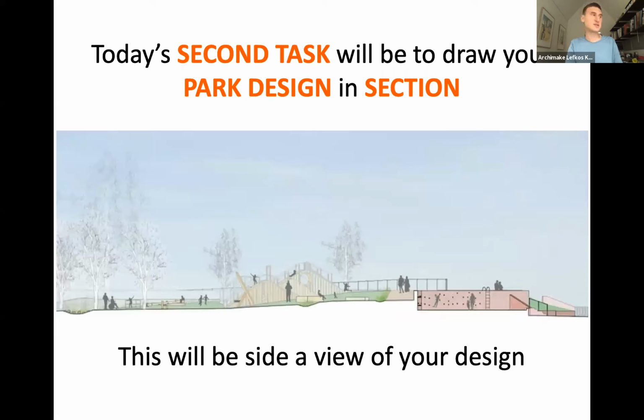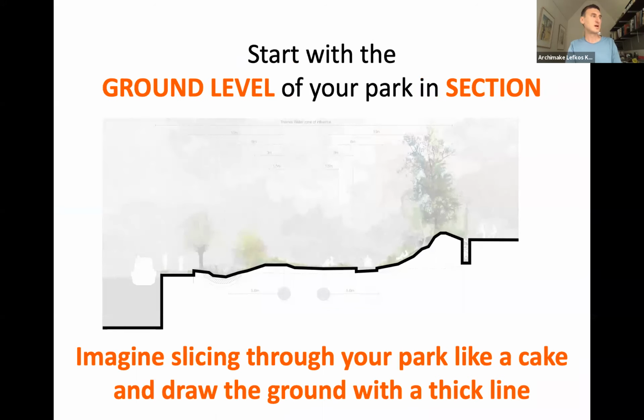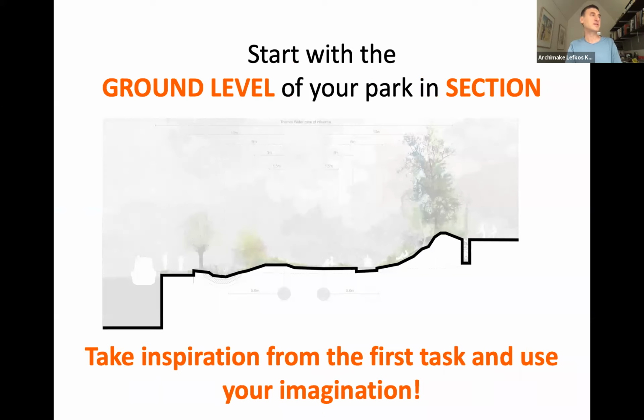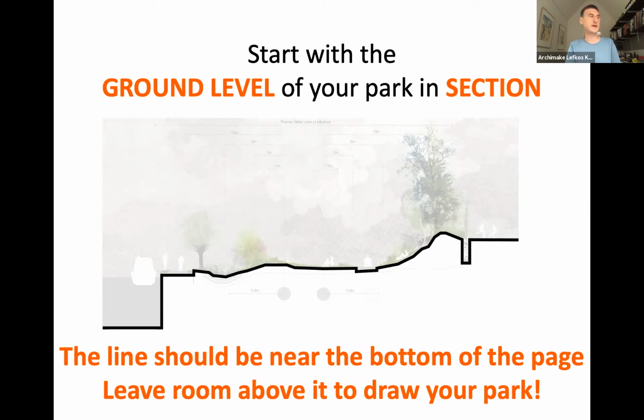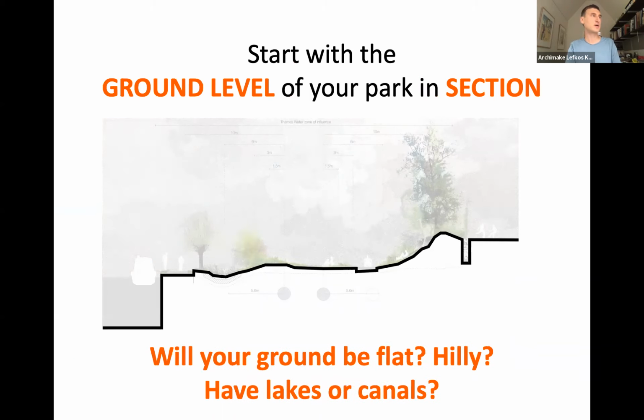And then the second task is to draw your own park design in section. Stress that this is a side view of your design. If last week was a bird's eye view, this is a side view. Start with the ground level. Imagine slicing through your park like a cake and draw the ground with a thick line. Take inspiration from your first task. Use your imagination. The line of the ground should run from one side of the page to the other and near the bottom of the page, to leave room above it to draw your park.